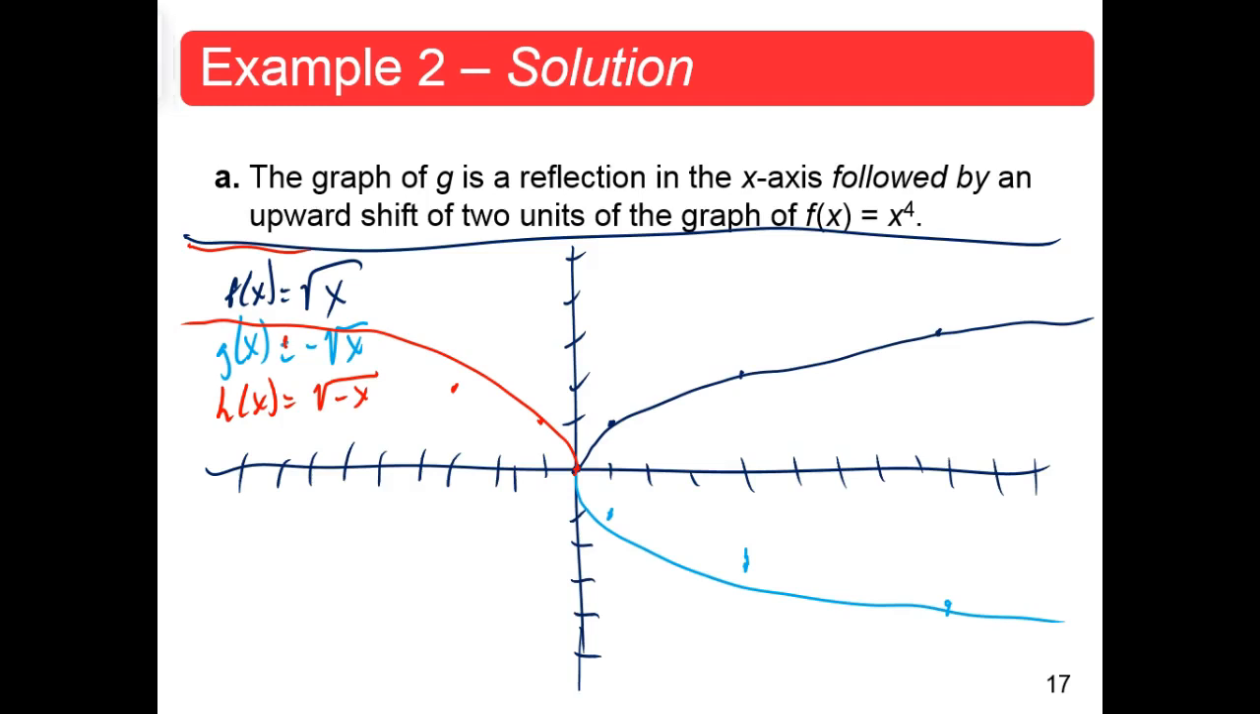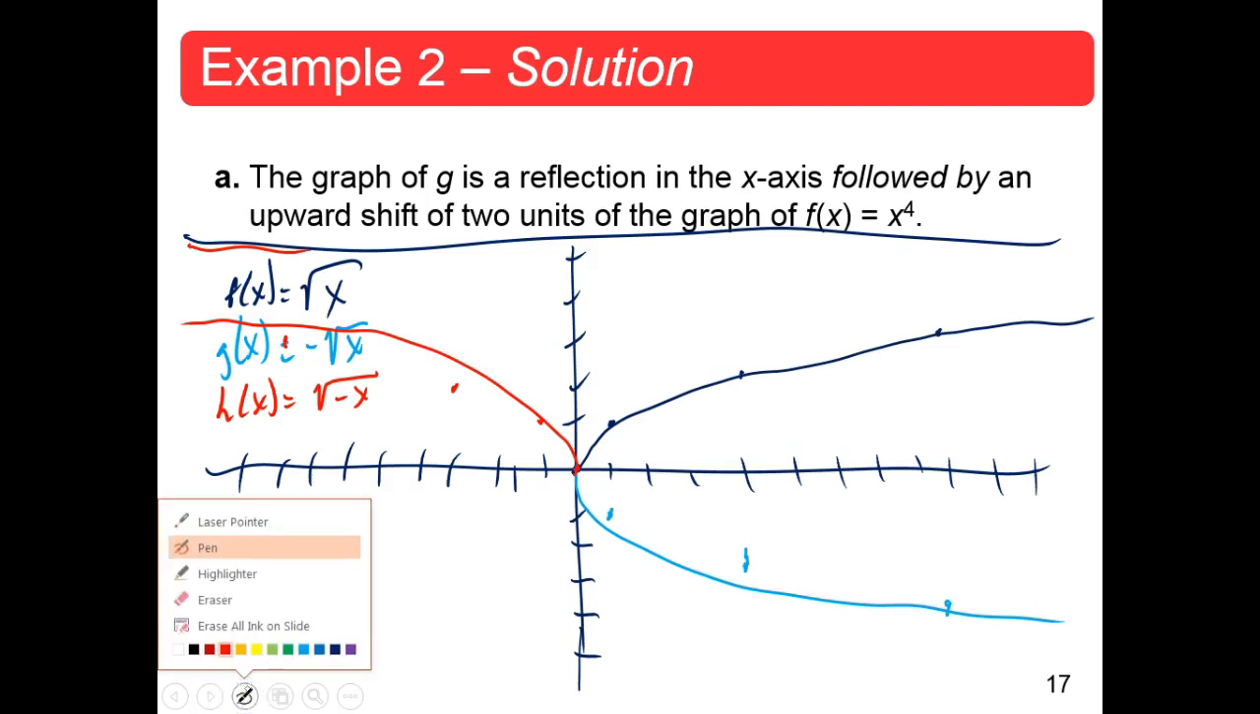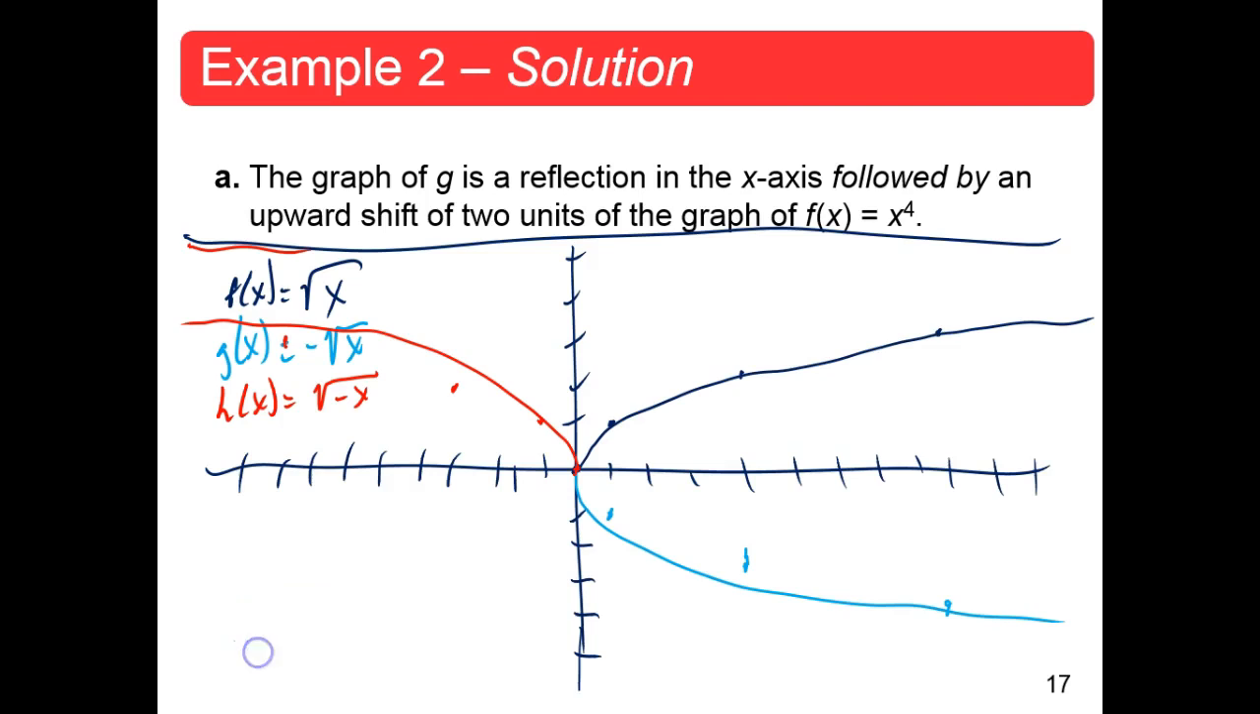All right, one more. How about k of x? What color do you want k to be? Yellow. Can you see that, you think? Okay. Here's k of x. k of x is equal to minus the square root of x plus 2.